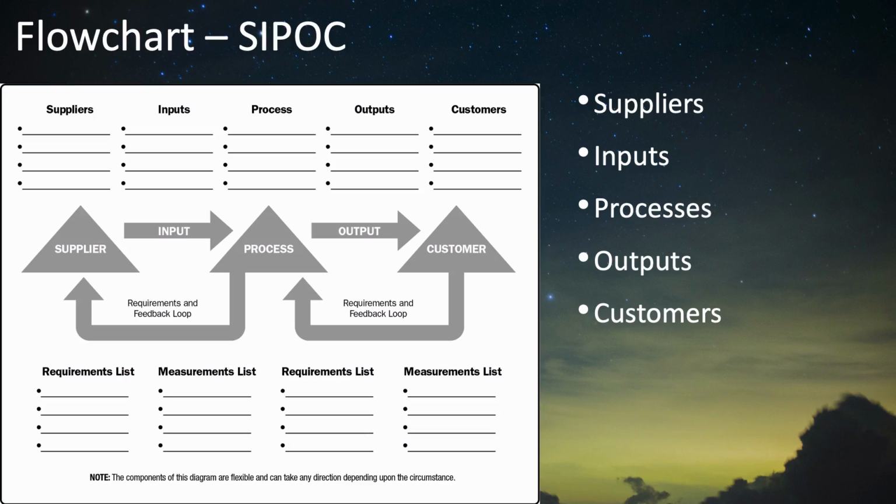A SIPOC diagram shows the flow of inputs from suppliers to processes that turn these inputs into outputs and then go to the customers. It also shows that requirements and feedback are sent from the processes to the suppliers and from the customers to the processes. Note that suppliers can be internal or external to the organization, and that inputs and outputs can be raw materials, resources, services, or even information.